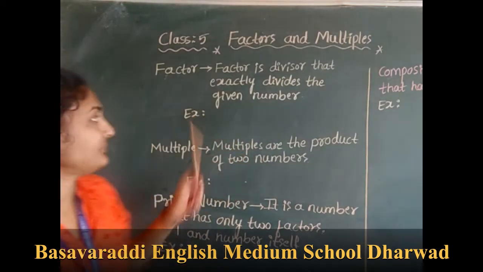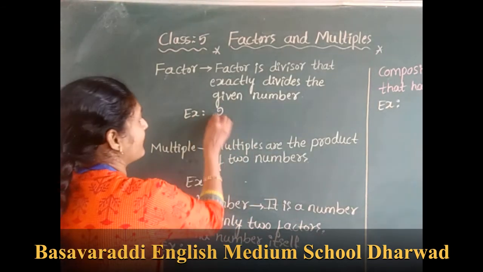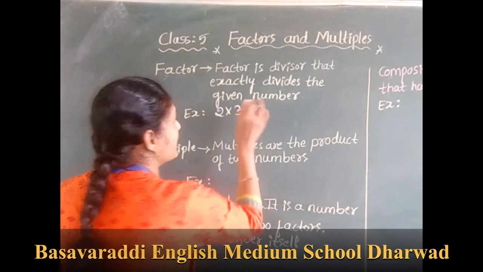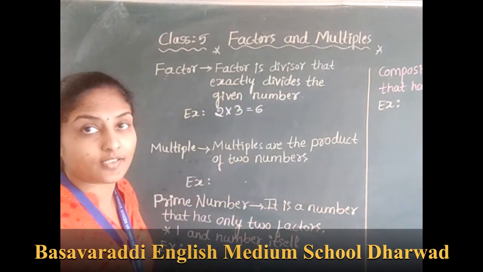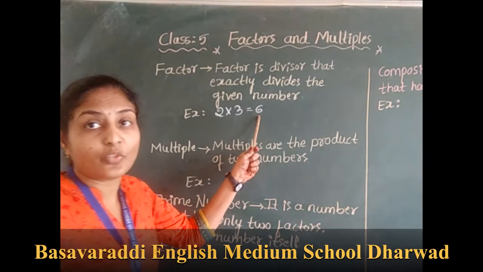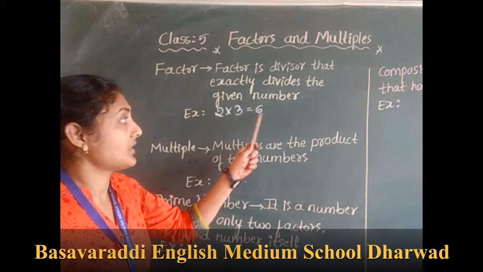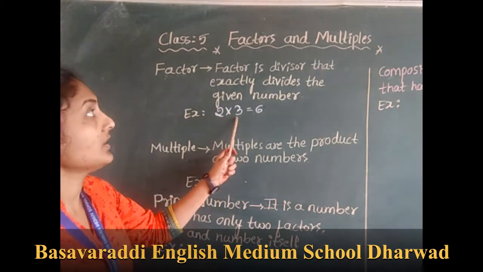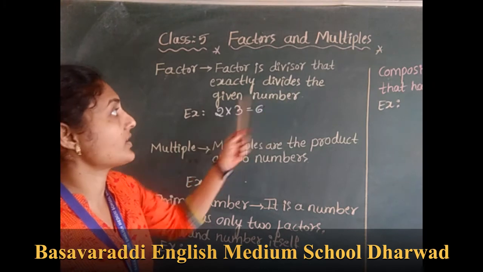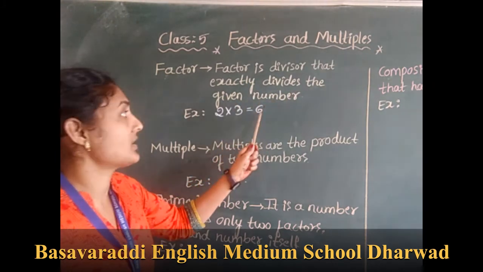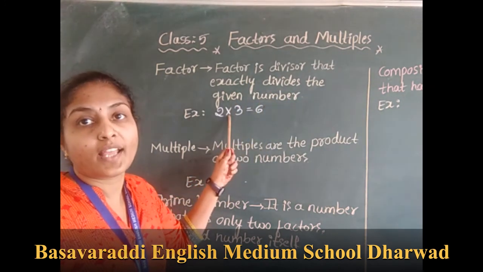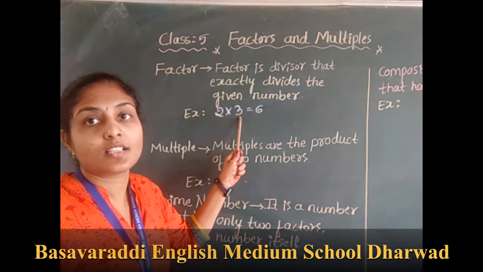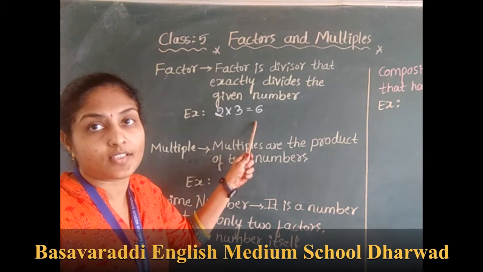For example, 2 into 3 is equal to 6. There, 6 is the product of these two factors. So, what is the factor? It exactly divides the given number. So, 6 is divisible by 2 as well as 3 there. So, 2 and 3 are the factors of 6.